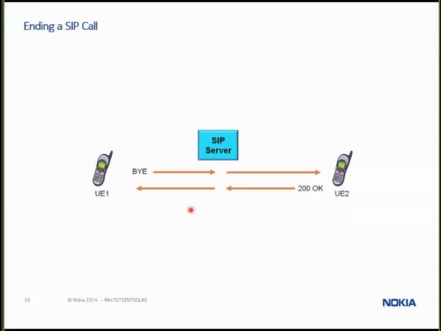to end the call, whoever ends it will send a BYE. In this case, the originating subscriber ends it by sending a BYE to the SIP server, and then the SIP server forwards it to the target subscriber, who then sends back a 200 OK to the SIP server and on to the originating subscriber. So now we have torn down our call. So that's the end of a call.